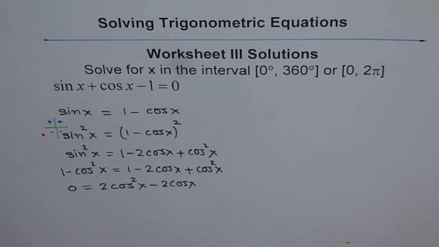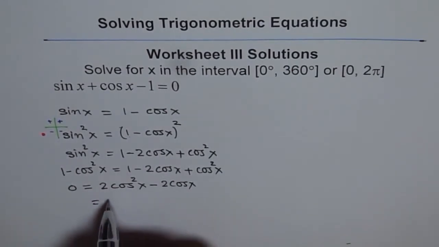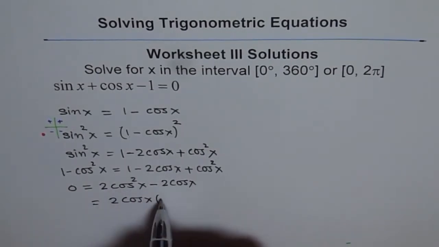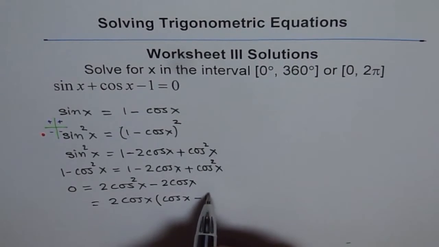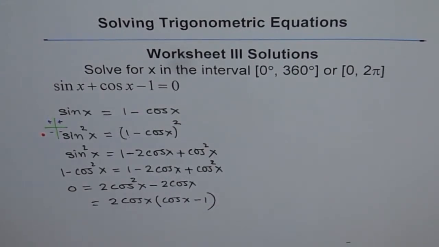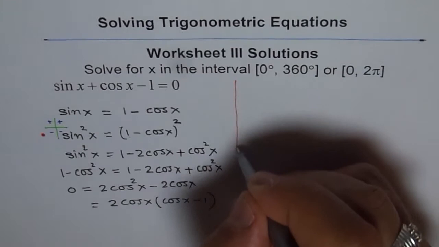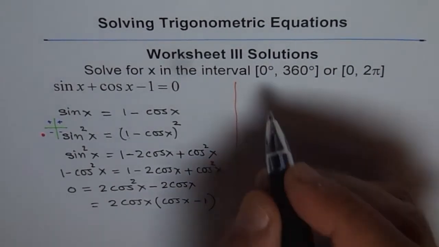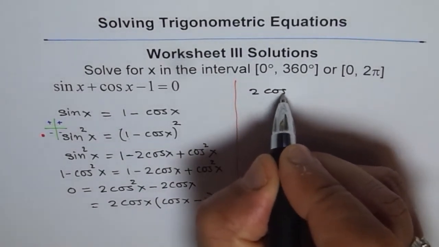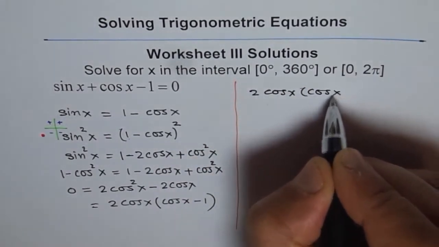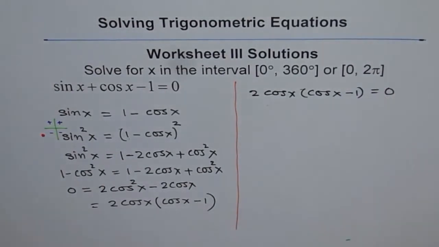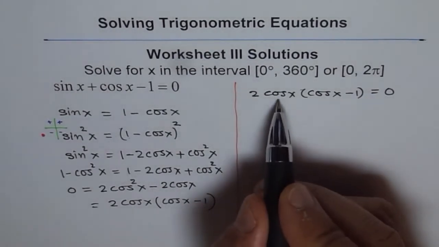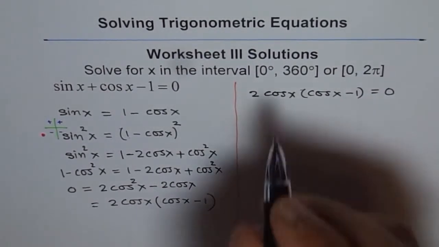Perfect. So this can easily be factored, and here we have our factor. 2 cos x is common, and we are left with cos x minus 1. So we have 2 cos x times cos x minus 1 as a quadratic equation in factored form. Let me rewrite this here: 2 cos x times cos x minus 1 equals 0. That is our equation. Now the possibility of solutions which we have is cos x could be 0 or cos x could be 1.